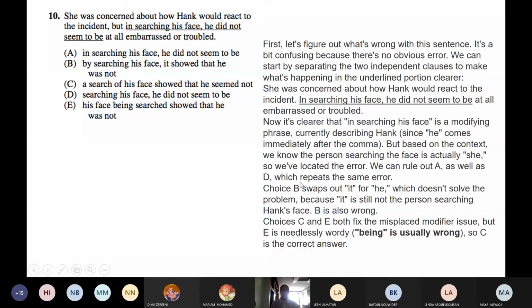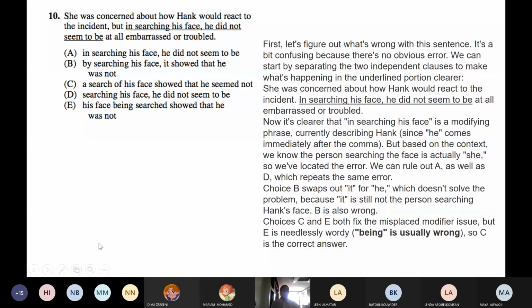Then I go to B, which swaps it out: by searching his face, it showed that he was not. But who does it modify? It doesn't solve the problem. It's still the person searching, who is she. So it is either C or E. B is also wrong. Now I have C and E.